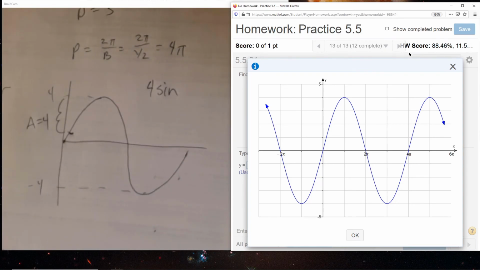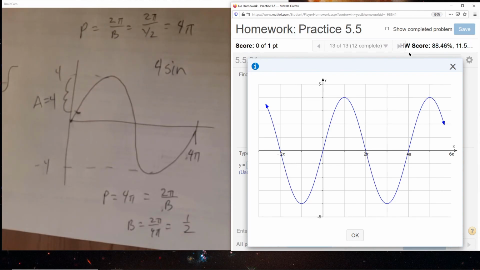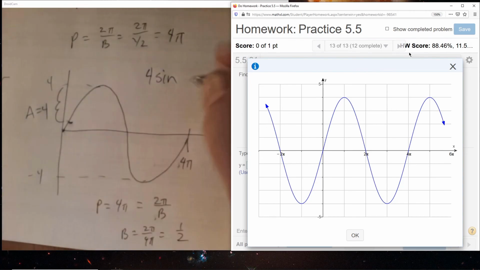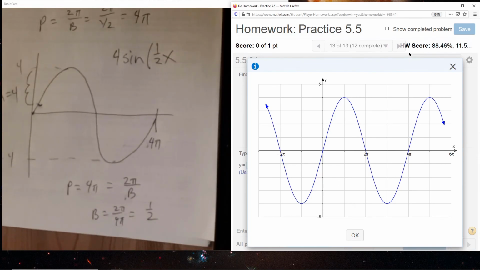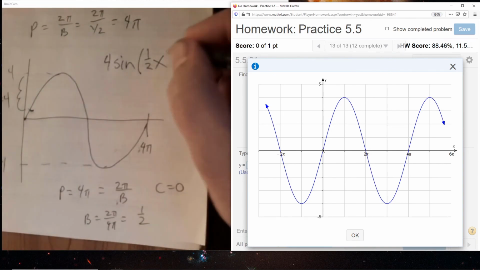Let's check what the period is. If we look at the graph, we see the period is 4 pi. We also know that period is 2 pi over B. And so we can solve for B. And so we know B is a half. And so we have sine of 1/2 x. Now we'll determine if there's a C value, a phase shift, if this is shifted left or right. If you look at the graph, you can see sine starts right where it should, right here at the origin. So there's no phase shift. So we'd say C equals 0.